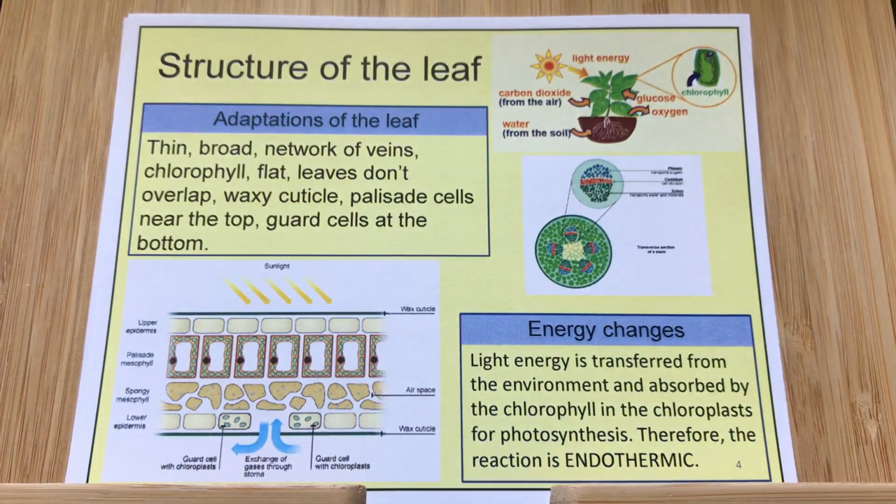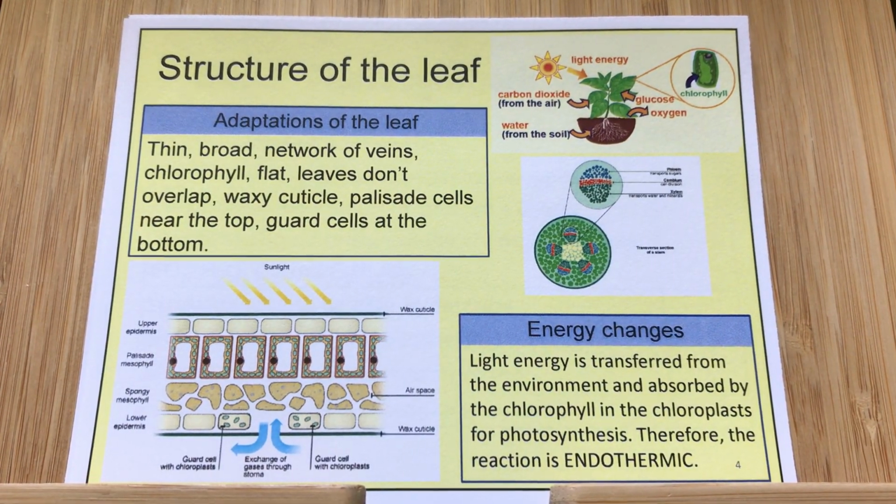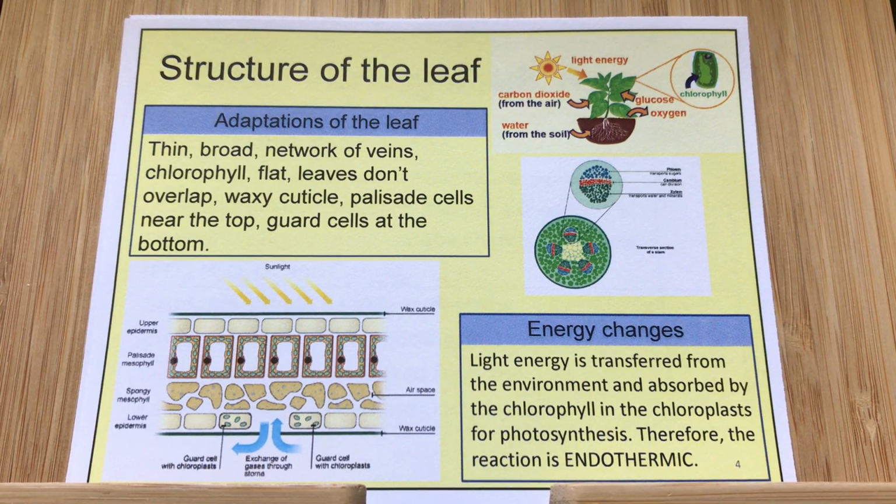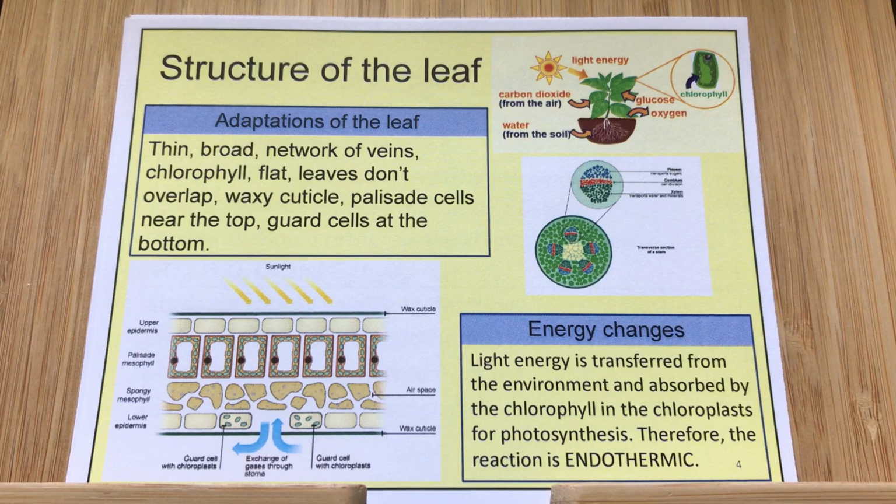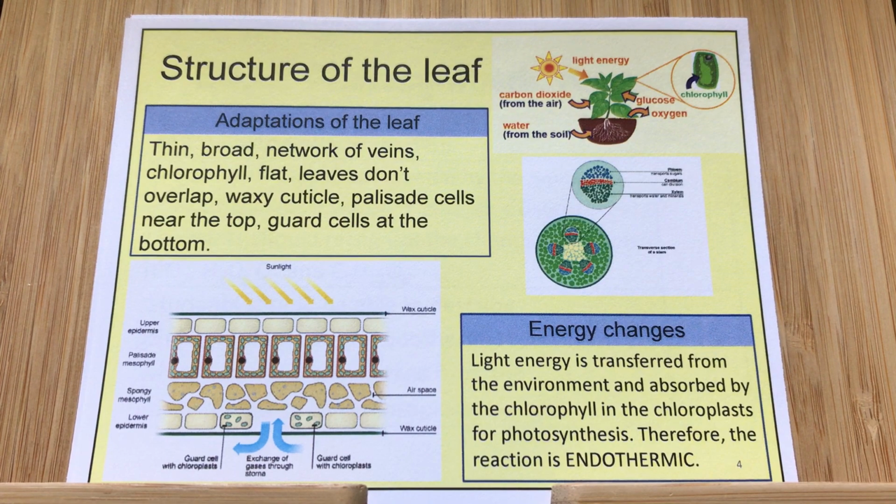So, structure of the plant, we have the leaf. The leaf is really well adapted in itself. It's thin, so light can get through to most cells. Broad, so very flat and wide. A large network of veins, and in the veins we've got the xylem and the phloem. Xylem carrying the water and the minerals, phloem carrying the sugar. It's full of chlorophyll, that's why leaves are green, and it's the chlorophyll that absorbs light to allow photosynthesis to work.